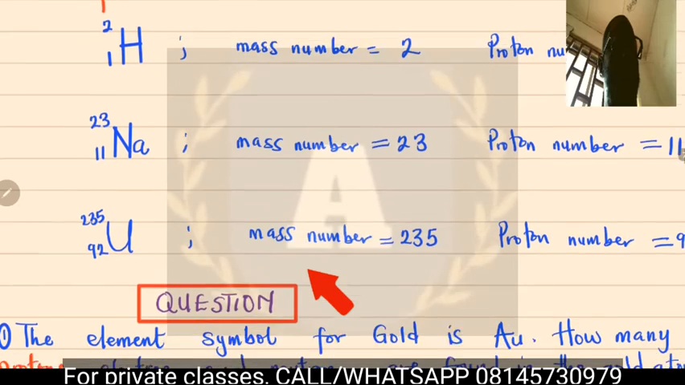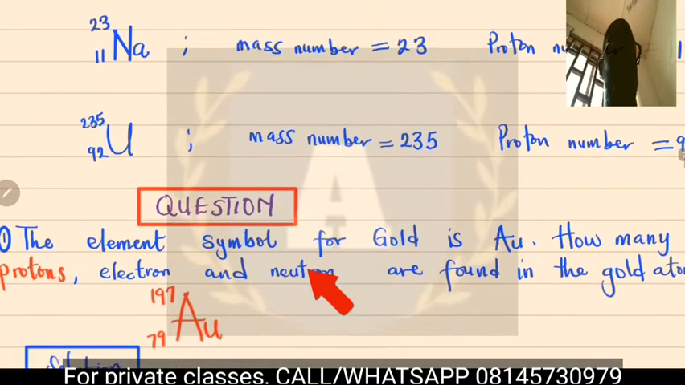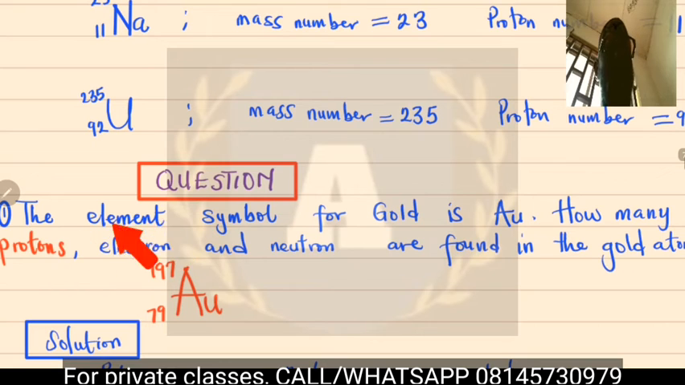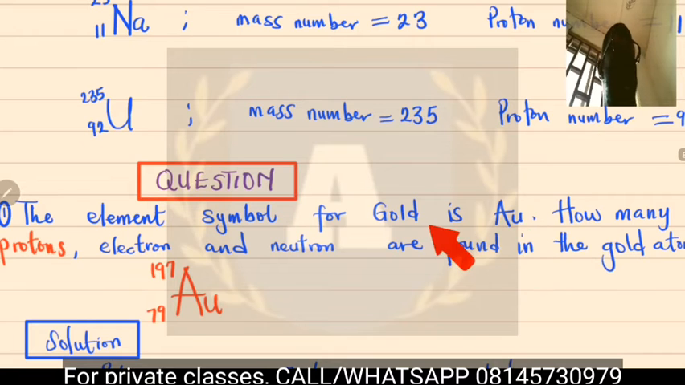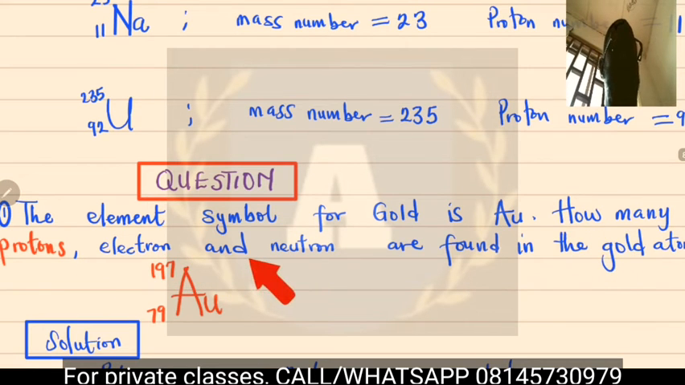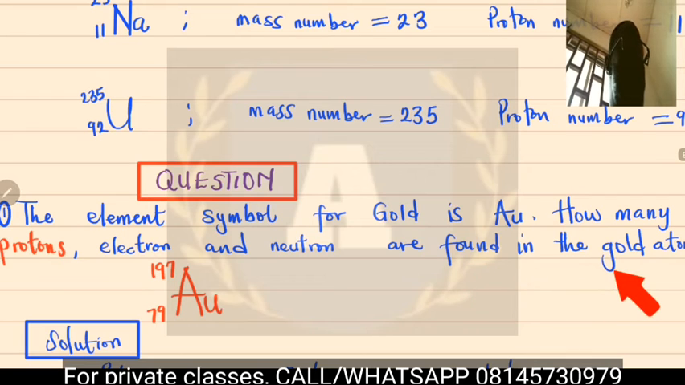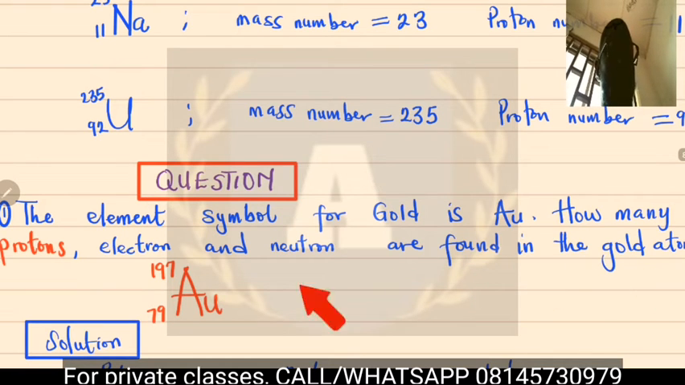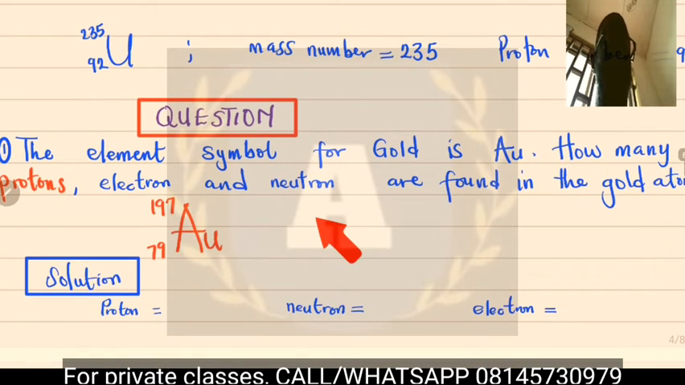Now, we have a question here which we want to unravel. The question says the element symbol for gold is Au. Gold has the symbol Au from the Latin name aurum. So how many protons, electrons, and neutrons are found in the gold atom? The gold atom is represented as Au, the atomic number is 79 and the mass number is 197. So we are asked to calculate the proton, neutron, and electron numbers.